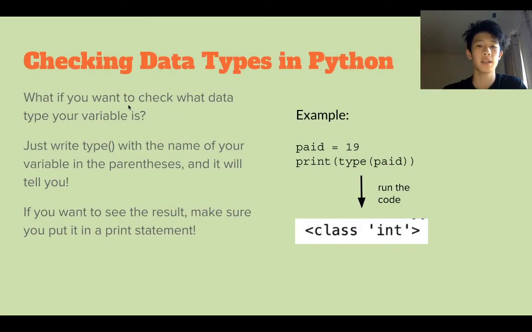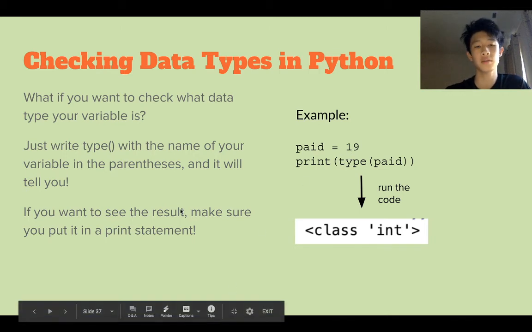All right. So, checking data types in Python. If you don't know what data type you have and you want to know what it is, you can simply print out the type. To do this, you just write type, and inside the parentheses you put whatever you want to check the data type of. It could be a variable, but it could also just be a simple string, number, integer, or float.